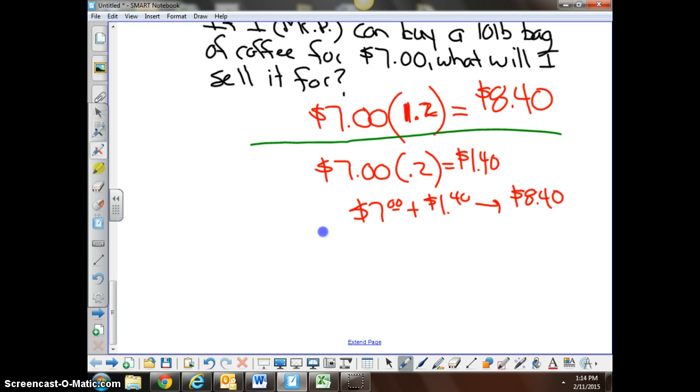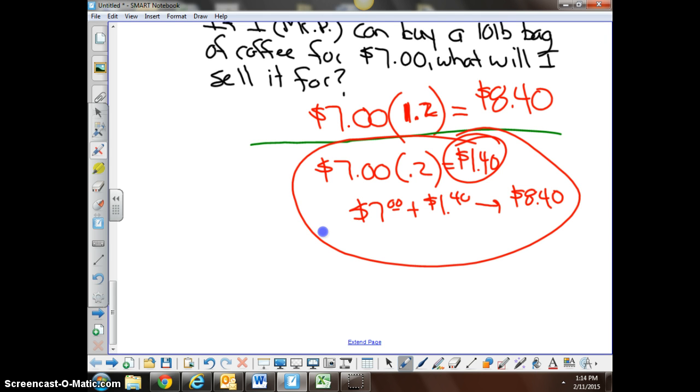So if I simply ask this question, how much money will I make on a $7 bag of coffee? You have to do it this way, right? I'm going to make $1.40. If I say what would be my selling price, would it make sense to do it Jakai's way? Yes. Take 7 and multiply it by 120% or 1.2. Does that make sense? Yes.